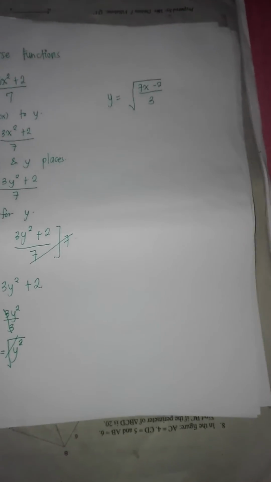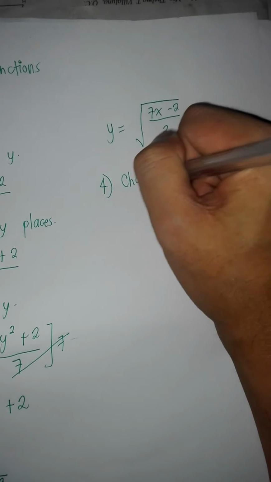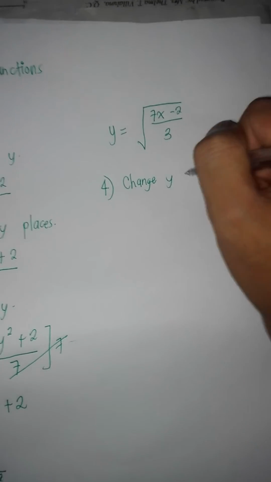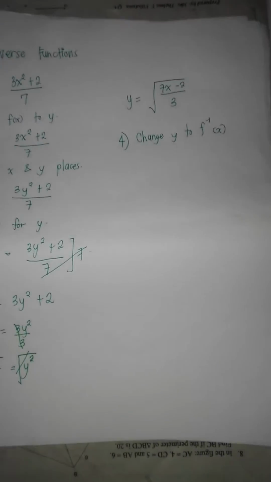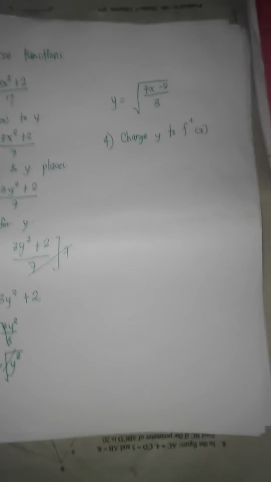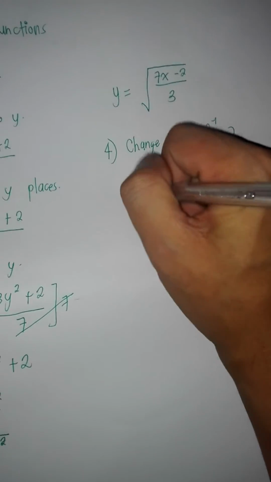And then the last step is change y to f of negative 1 of x. F negative 1 of x. This one will just be f negative 1.